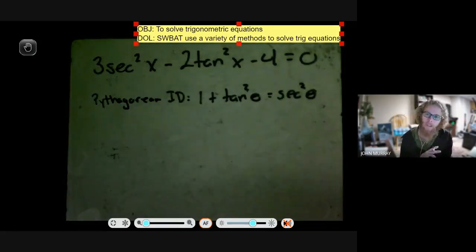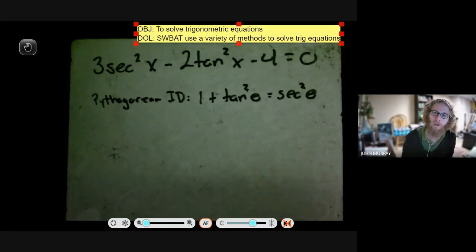For homework, we asked you to solve 3 secant squared minus 2 tangent squared minus 4 equals 0. All right, so two things that are a little different.